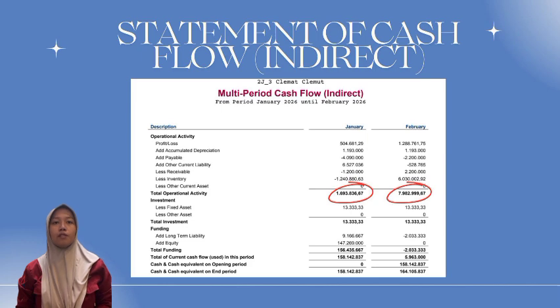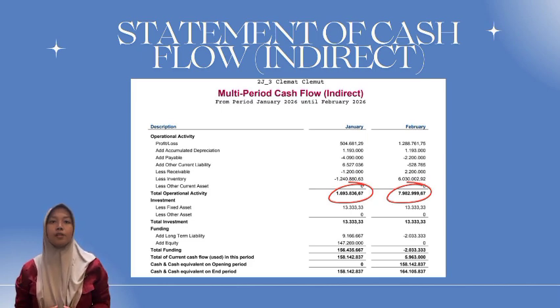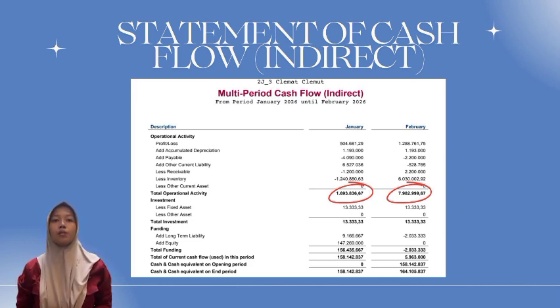Then it is about cash flow. From the indirect method cash flow report, our operational cash flow in February was a positive 7.99 million, a significant increase from January, which was only 1.6 million. This improvement shows that our operations were generating healthier cash in the second month.